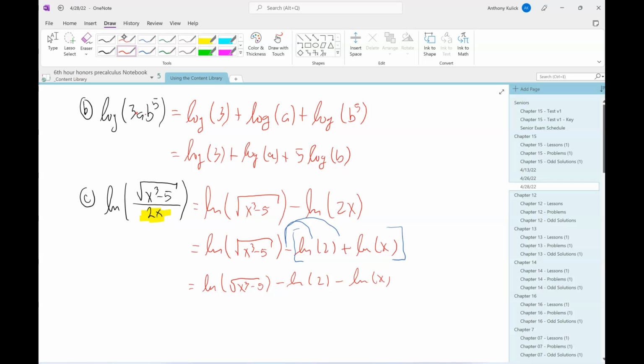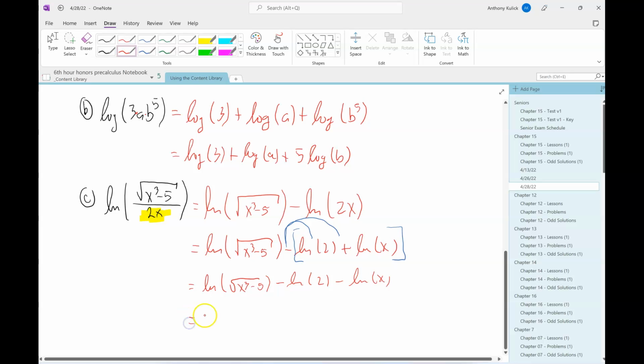Radicals don't distribute, so I can't make it x to the 3 over 2. I can take the 1/2 out front, though, because the exponent of 1/2 is the same thing as the square root. Because the square root is over the entire thing, I can take that exponent to the front. Is everybody okay with that?